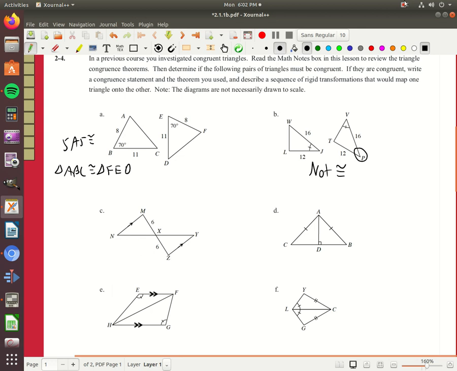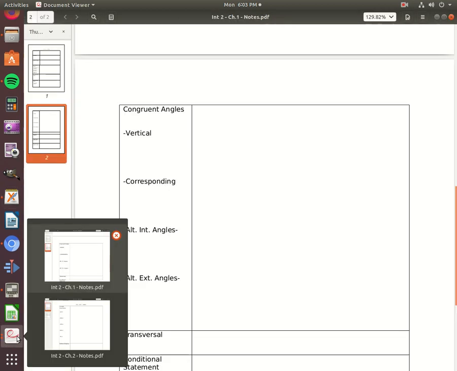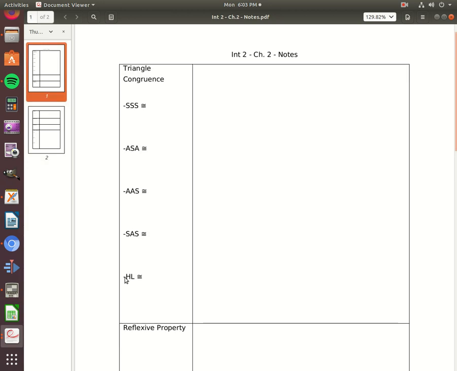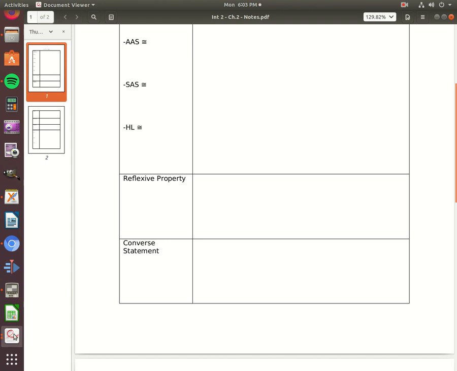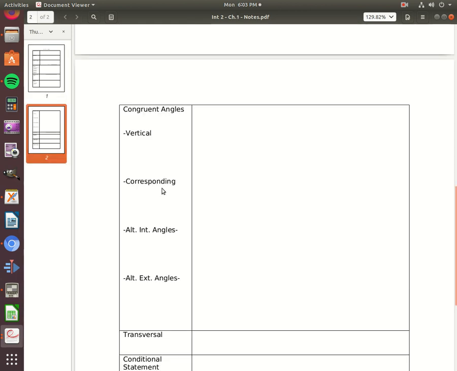And again, let me go ahead and pause this real quick. Couple things. The first thing I wanted to show you was the chapter 2 notes, and this is what I was saying, the triangle congruent statements. We should have these, maybe have an example of these. But the other thing I wanted to show you was how important it is that we actually learn this stuff.